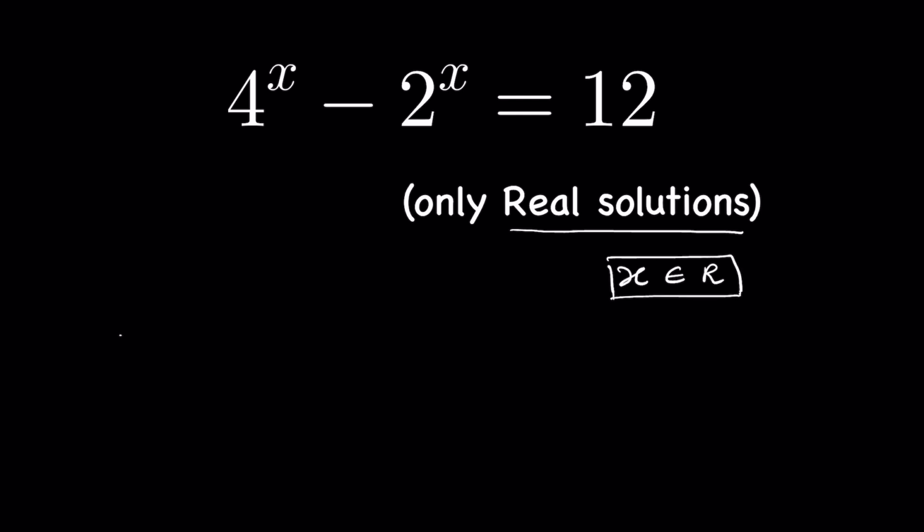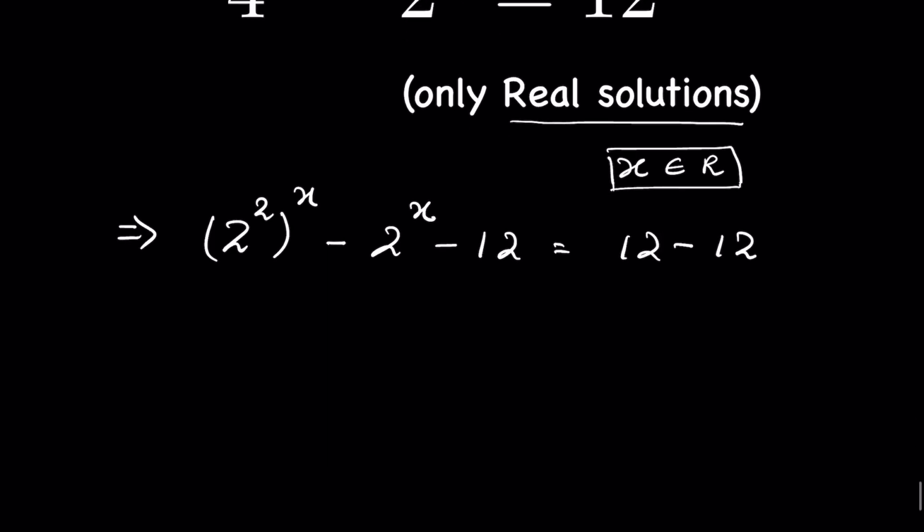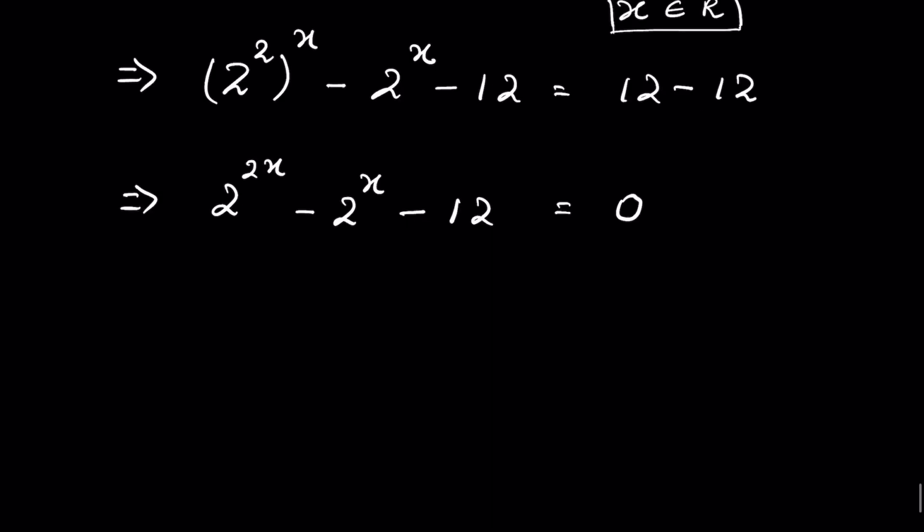Now 4 raised to the power x, this we can write as 2 raised to the power 2, then whole raised to the power x, minus 2 raised to the power x. Subtract 12 from both the sides. So it is 2 raised to the power of 2x minus 2 raised to the power x minus 12 is equal to 0.